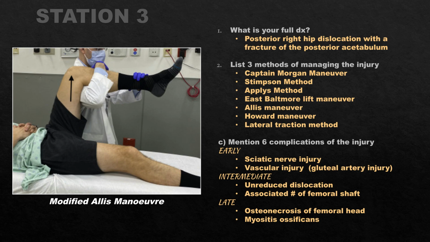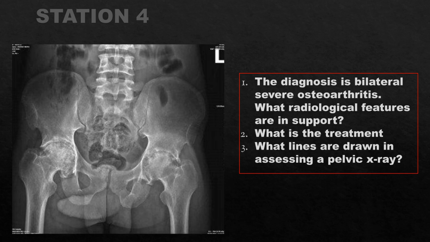Complications. Early: sciatic nerve injury, especially peroneal division, vascular injury, e.g., gluteal artery. Intermediate: unreduced dislocation, associated femoral shaft fracture. Late: osteonecrosis of femoral head, myositis ossificans, post-traumatic arthritis. Avascular necrosis risk increases dramatically if reduction is delayed.